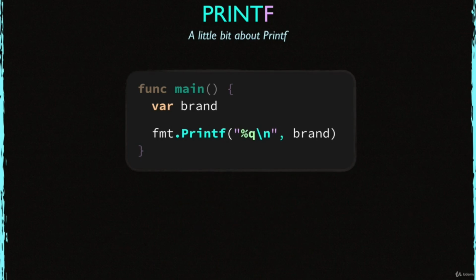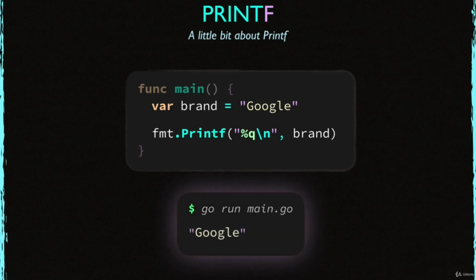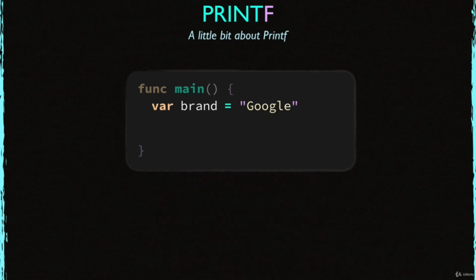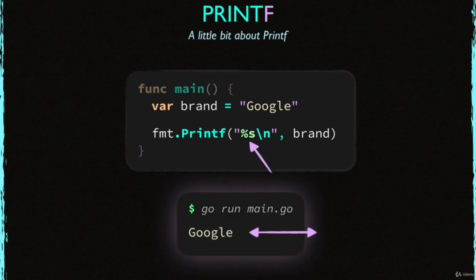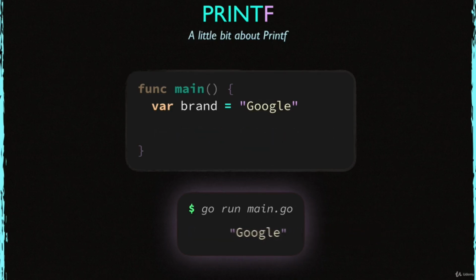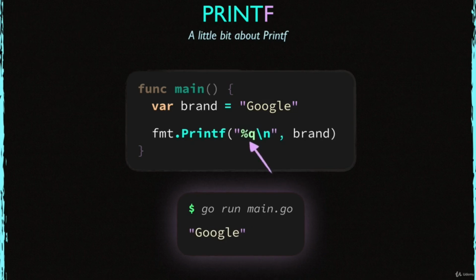Let's assign a value to brand to see what it prints instead of this empty string, okay? Now I have assigned Google to the brand variable. Let's see what it prints now. Prints Google inside double quotes again. Now let's see what happens when I use something else instead of %q. Here, this time, as a formatter, I've used %s instead of %q. Okay, now let's see what it prints. As you can see, instead of printing "Google" like this, it has printed only Google without double quotes, right? The old code was looking like this.